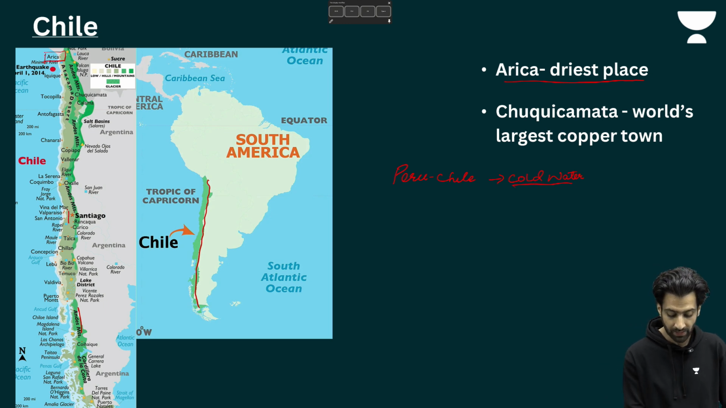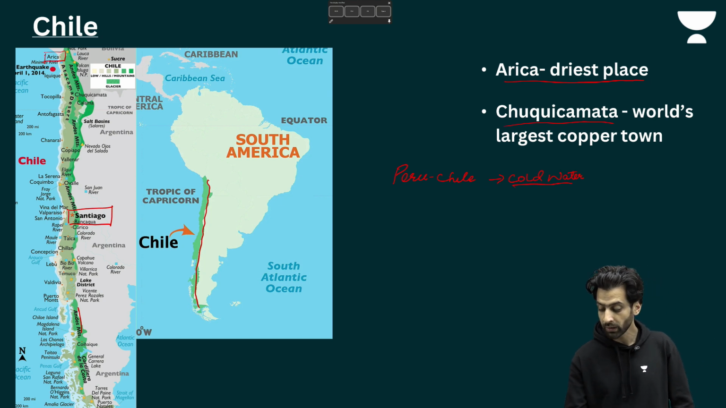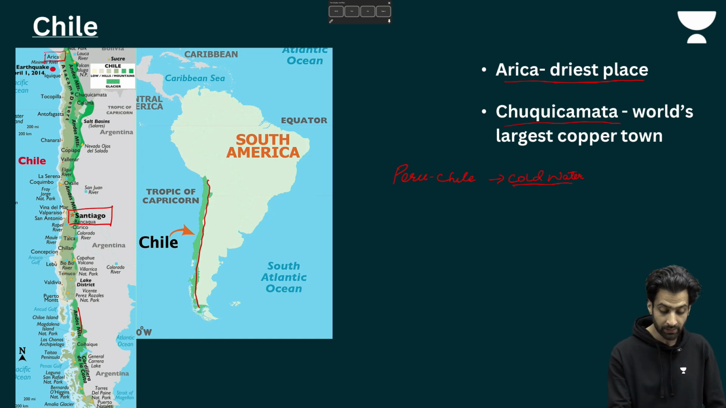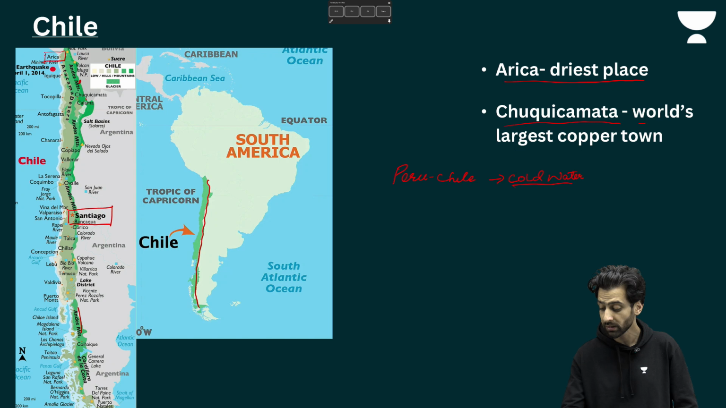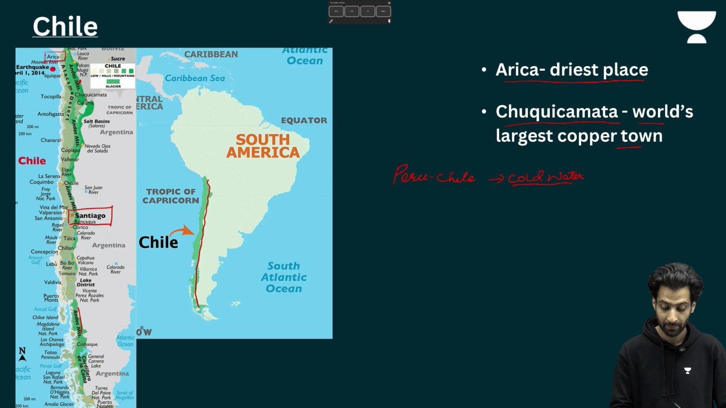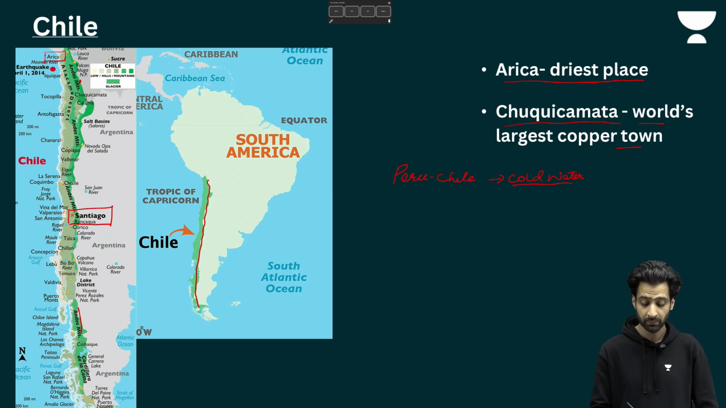The capital is Santiago, and there is a place called Chuquamata. World's largest copper town is located along this region and shares its border with Bolivia. Where Chile shares its border with Bolivia, Chuquamata, the world's largest copper town, is located at that place. It is located in Chile. There are very important things about lithium, which we'll talk about for 3 countries. Right now we have studied Chile. There are 2 more countries coming up, then we'll talk about the lithium as well. Lithium is found in a good quantity in Chile.